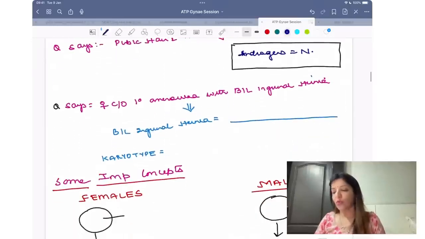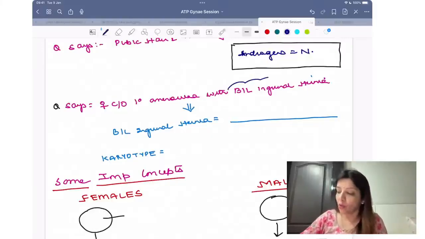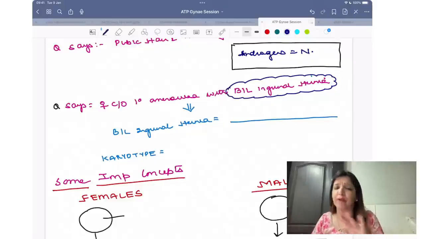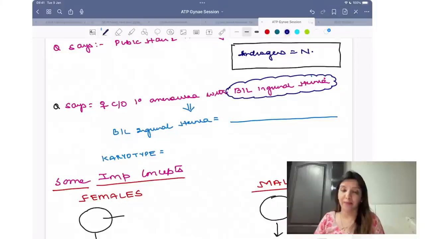Now, whenever your question says that there is a female who has come to you with primary amenorrhea with bilateral inguinal hernia, wherever you see the term bilateral inguinal hernia.